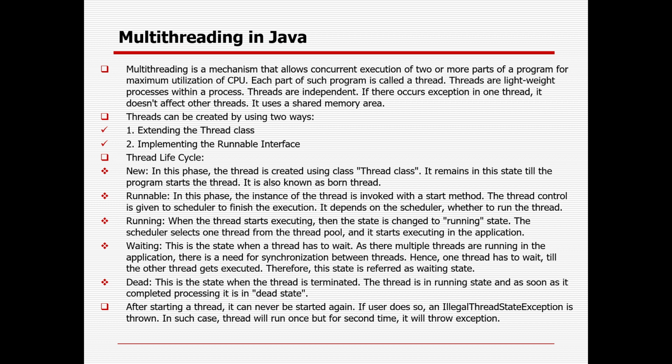Then it will be running. When the thread starts the execution, the status will be changed to running from runnable. The scheduler selects one thread from the thread pool and it starts executing in the application.